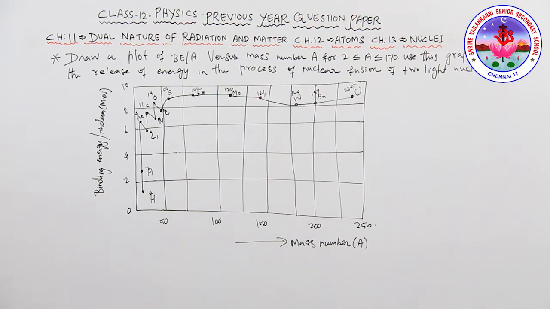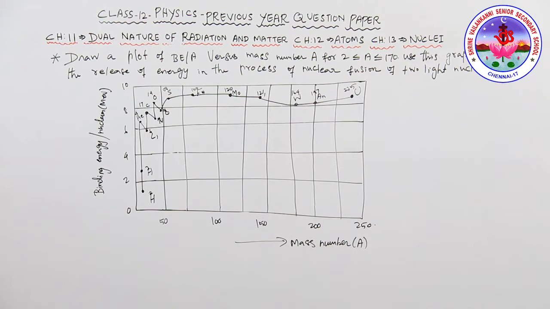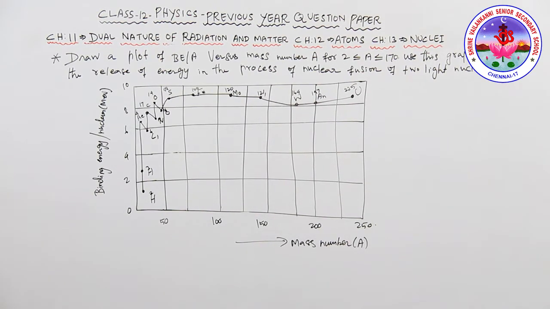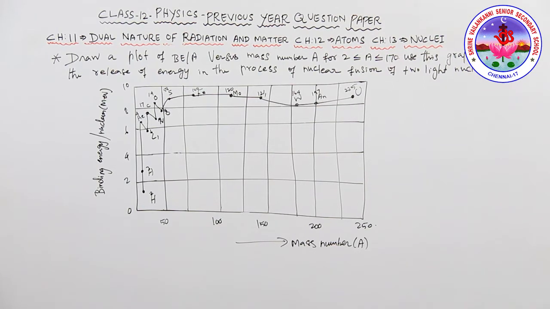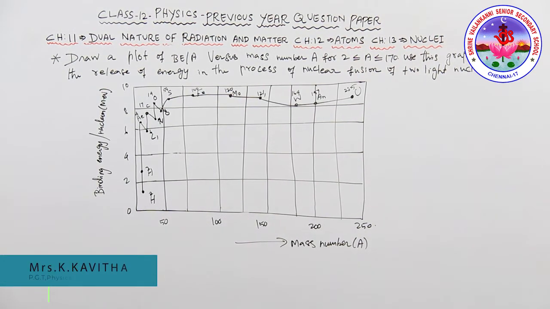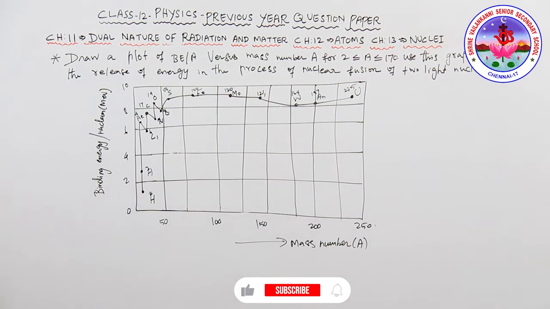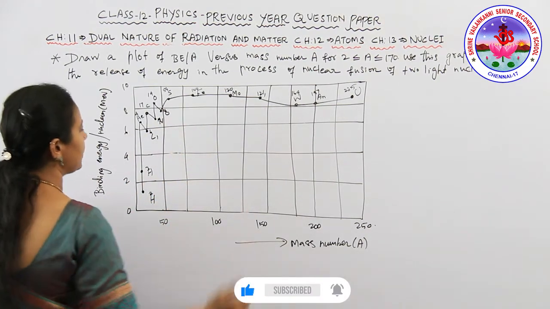From the above curve, we can say that when a heavy nucleus breaks into two medium-sized nuclei, that is nuclear fission, the binding energy per nucleon increases, resulting in the release of energy. Also, when two small nuclei combine to form a relatively bigger nucleus in nuclear fusion, the binding energy per nucleon increases, and energy is released. So this shows that energy is released when the binding energy per nucleon increases.